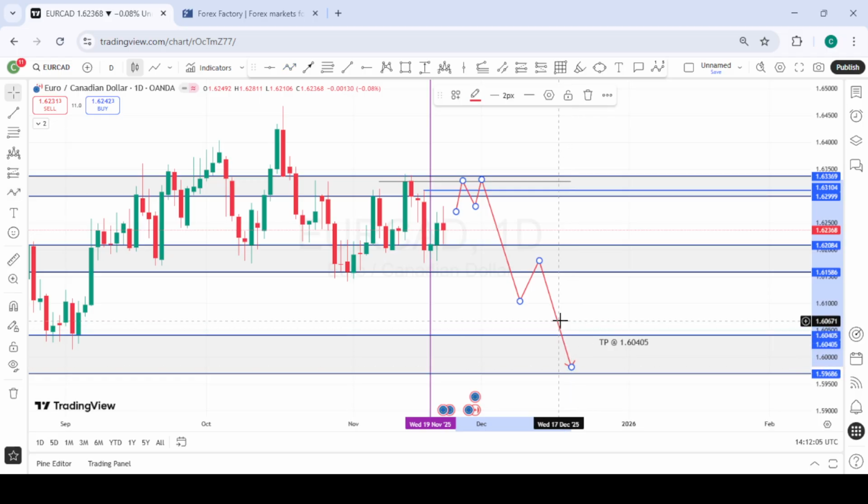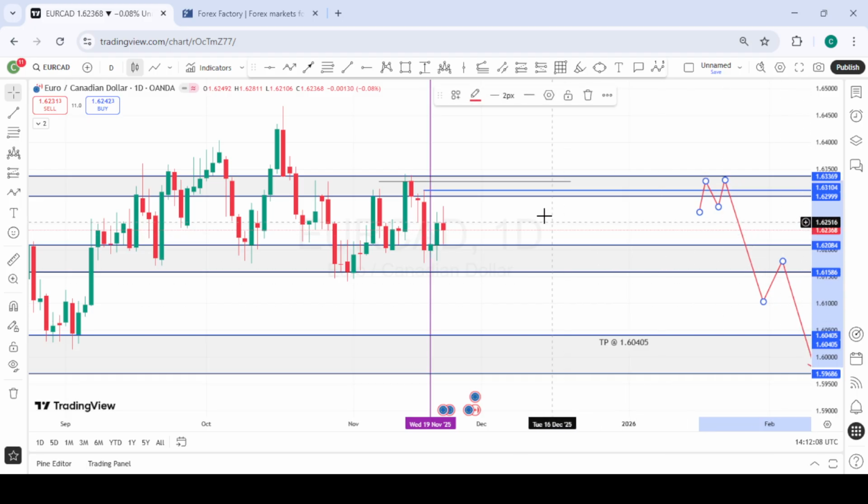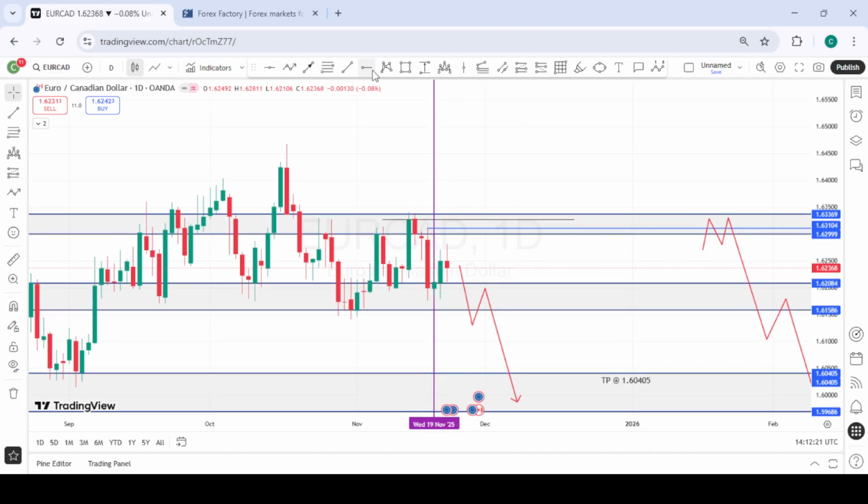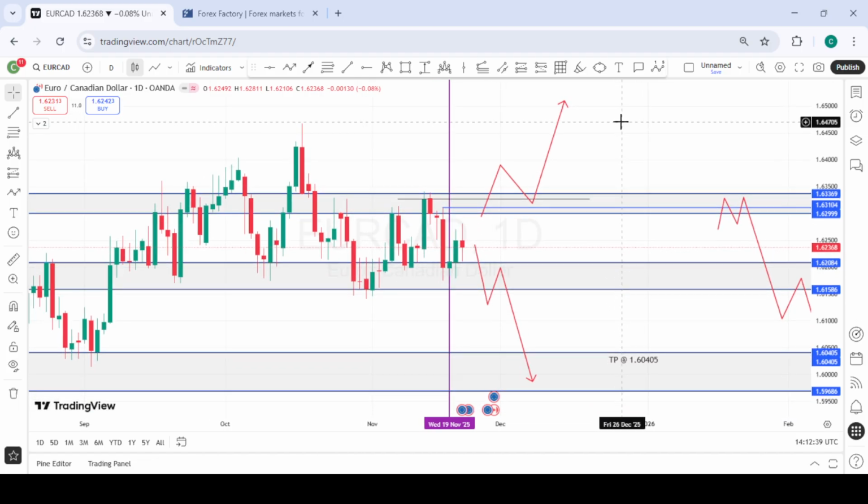This is the first scenario for EURCAD. The second scenario would be price can also sell and break these lows, come back for a retest of this zone, and continue to the downside. The third scenario would be that if price does not sell and continues buying and breaks above these highs, by having a daily candle closure above these highs, then we'll be looking out for buying opportunities to the upside. So for now we are going to look out for the bearish side for EURCAD and the bullish side.